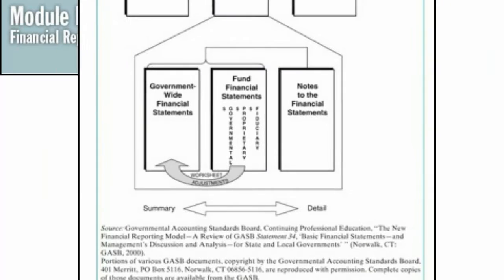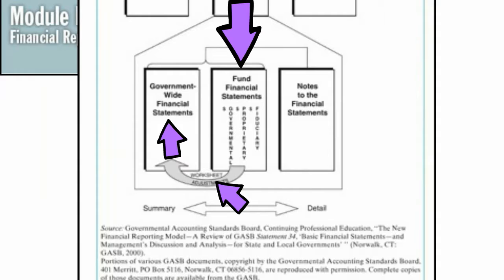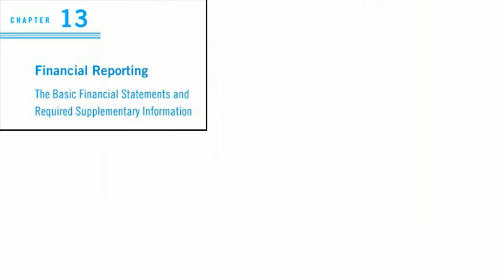In the basic financial statements for a government, first, the fund financial statements actually lead us through the worksheet adjustments to the government-wide financial statements and then to the notes to the financial statements. Note the detail level on the bottom, summary to detail.